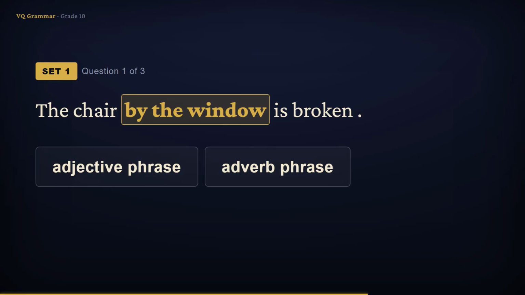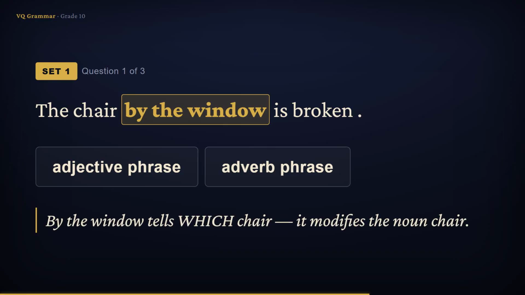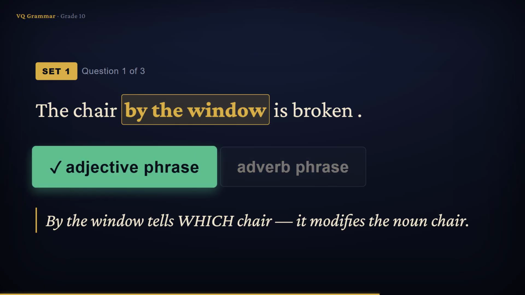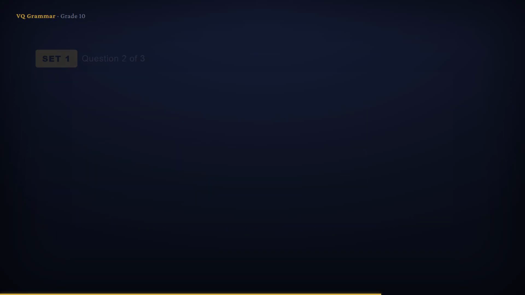The chair by the window is broken. Ask what word the phrase lands on. Which chair? The one by the window. The phrase is telling us which chair, so it modifies the noun chair. That makes it an adjective phrase.